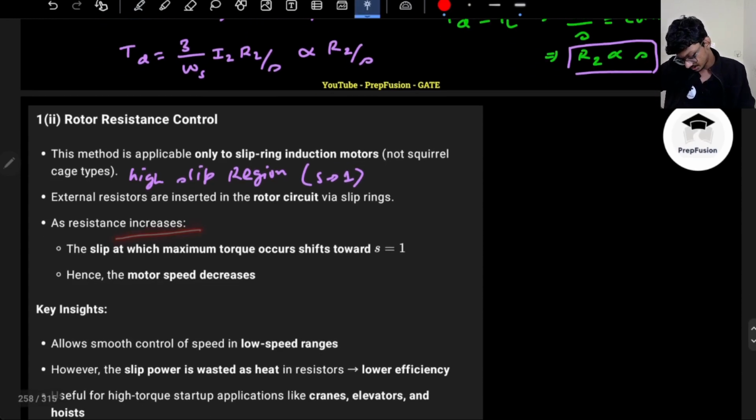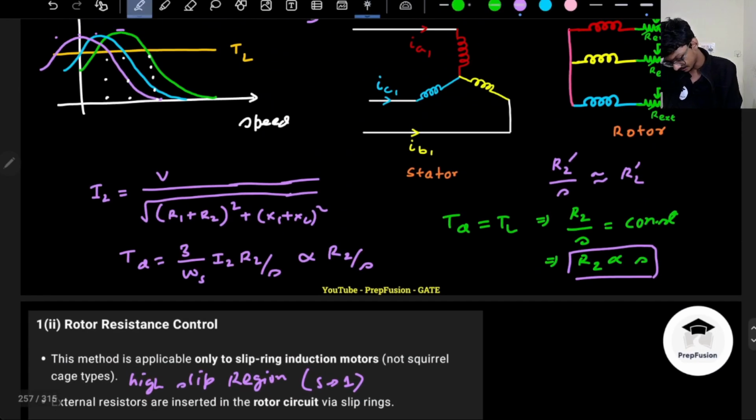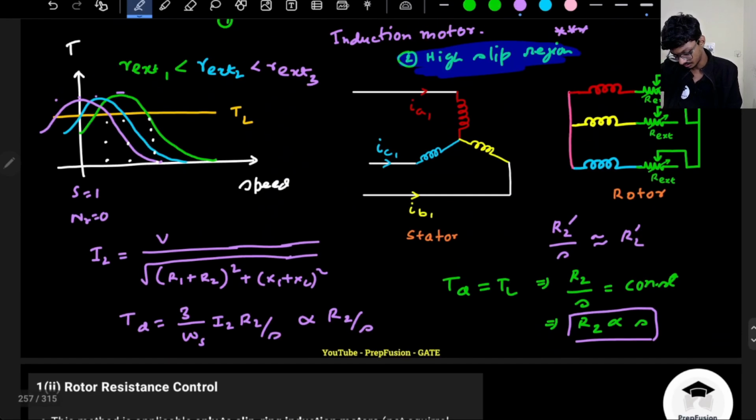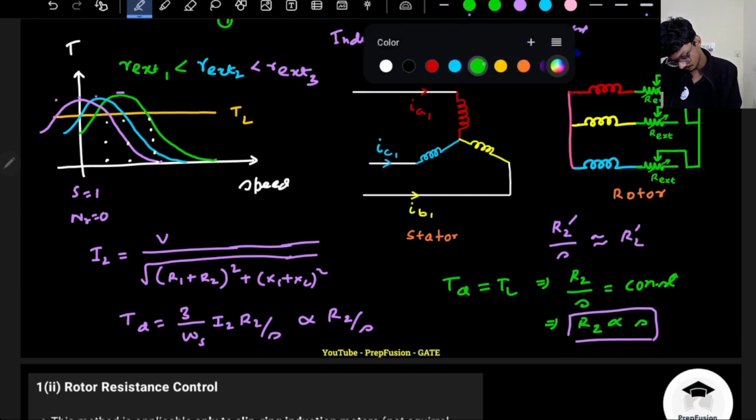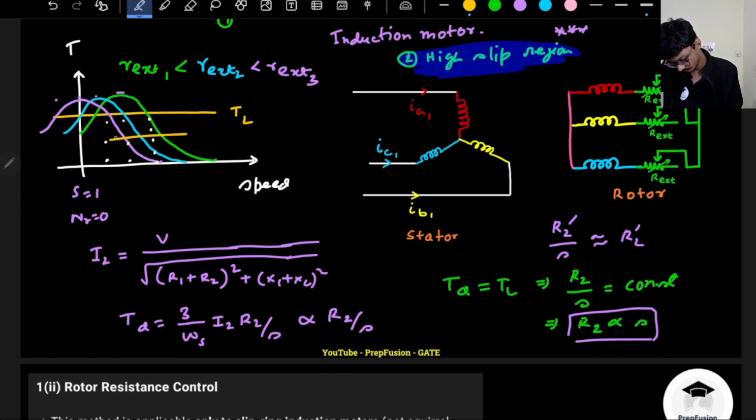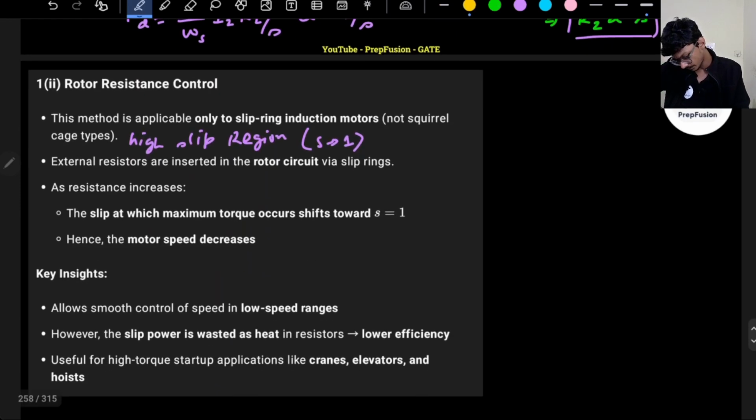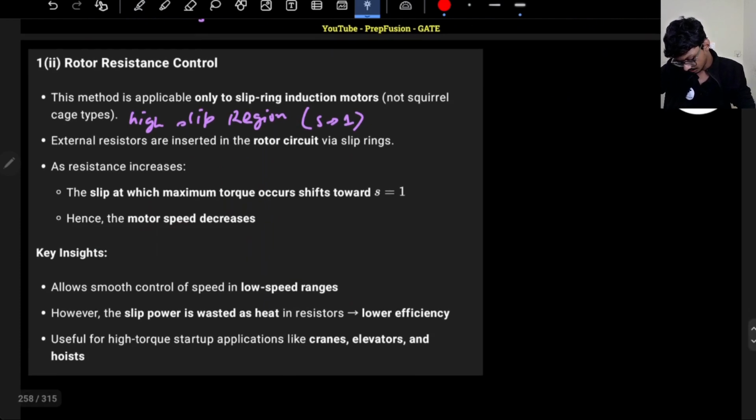As resistance increases, the slip at which maximum torque occurs shifts towards S equal to 1. S equal to 1 is here, right? This is NR equal to 0. If NR is 0, S is 1. So we shift backwards, and hence the motor speed decreases.